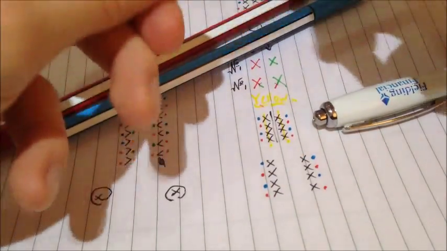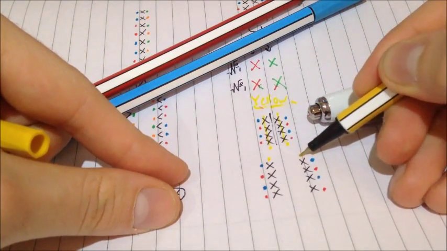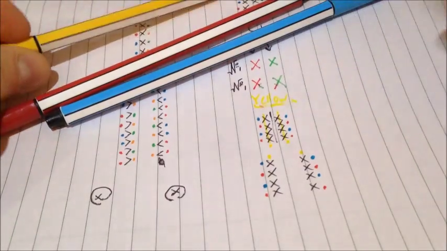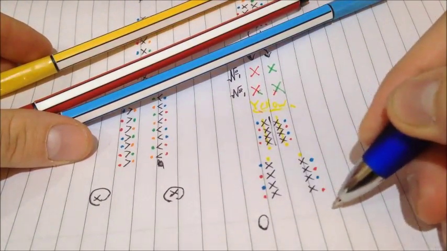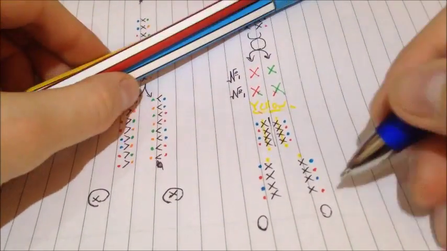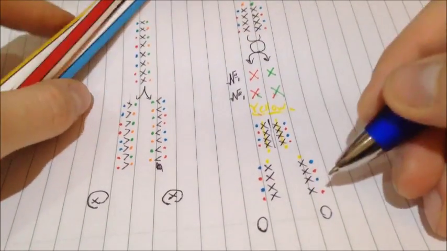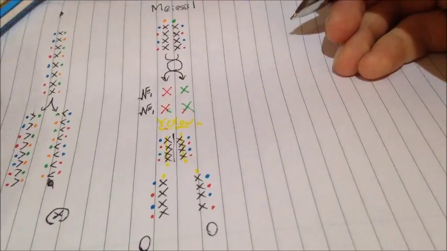And obviously these are now completely new. These two get packed into their own little cells, and these two cells go on to meiosis 2.